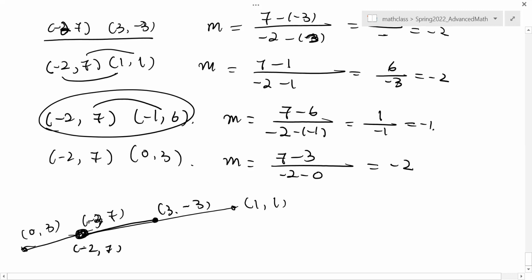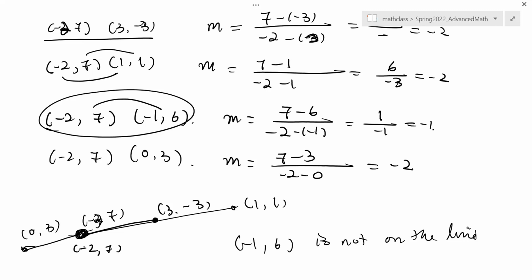So those 3 points must be on the same line. So -1 and 6 is not on the line, because the slope is -1. Okay, so that's it. And we will continue.